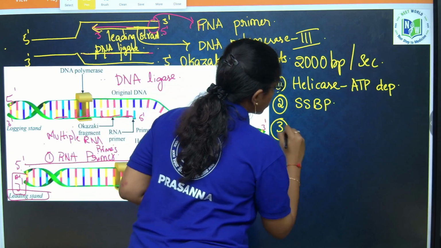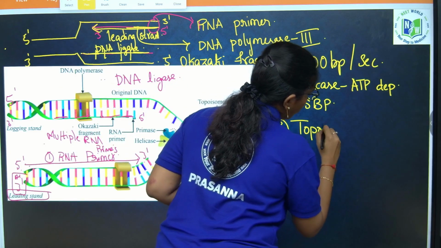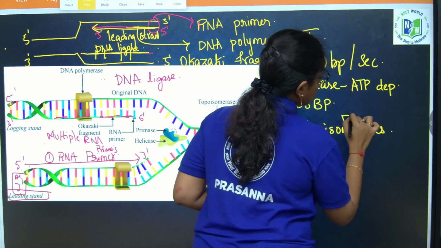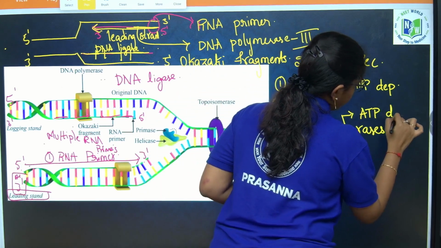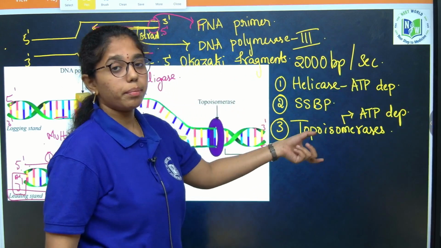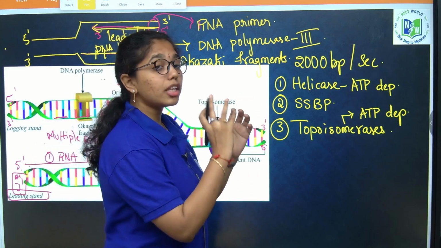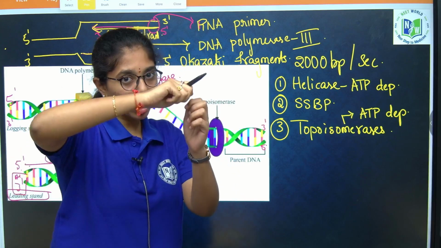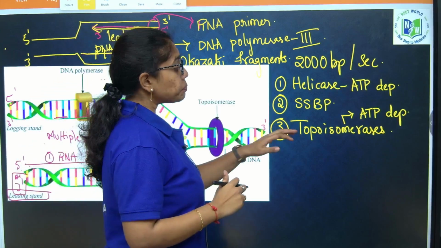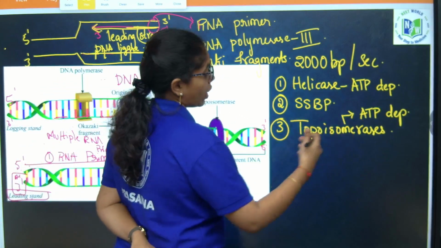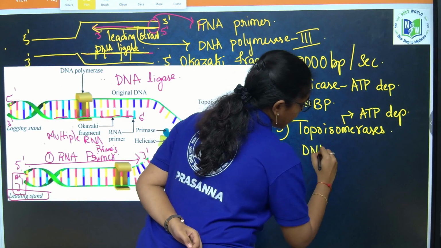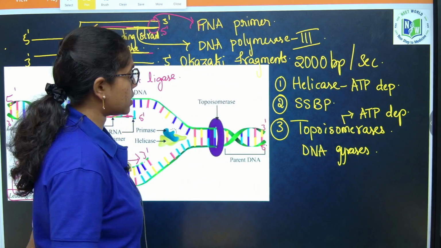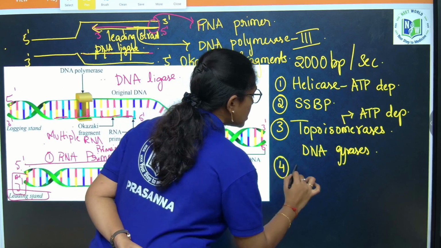And the third enzyme which comes to the picture is topoisomerases. These topoisomerases are also ATP dependent. They will clear the supercoils or the torsions which are created on the other side of the DNA because of the helicase activity. Topoisomerases in prokaryotes are known as DNA gyrases. They are known as what? DNA gyrases.